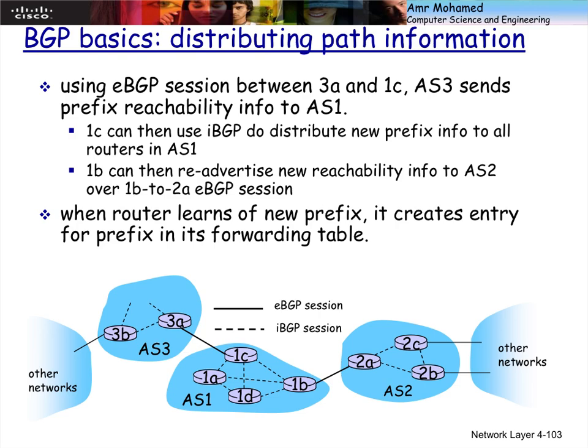Using the exterior border gateway session between AS3 and AS1, AS3 sends the prefix reachability information to AS1. The prefix here, again, represents the range of IPs which can be reachable through AS3, and it will send this information to AS1. So 1C can then use the interior border gateway protocol to exchange this reachability information to the internal routers.